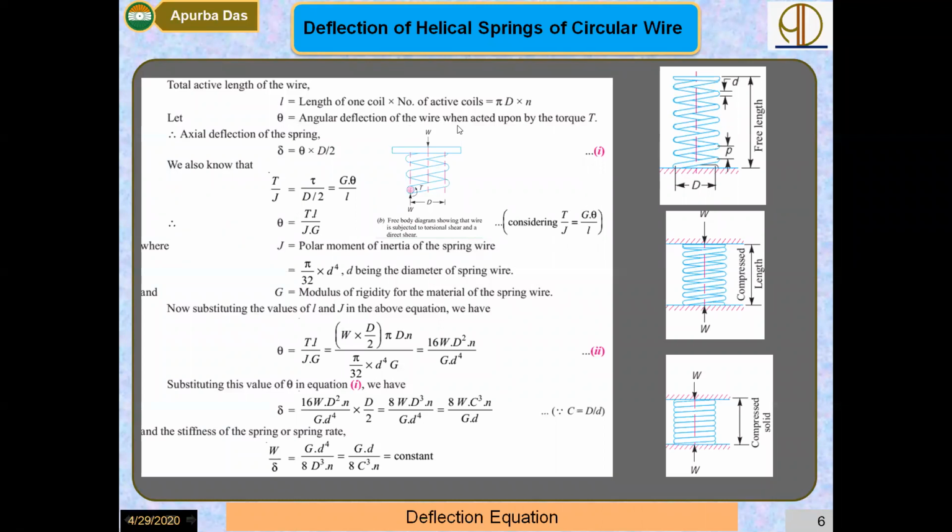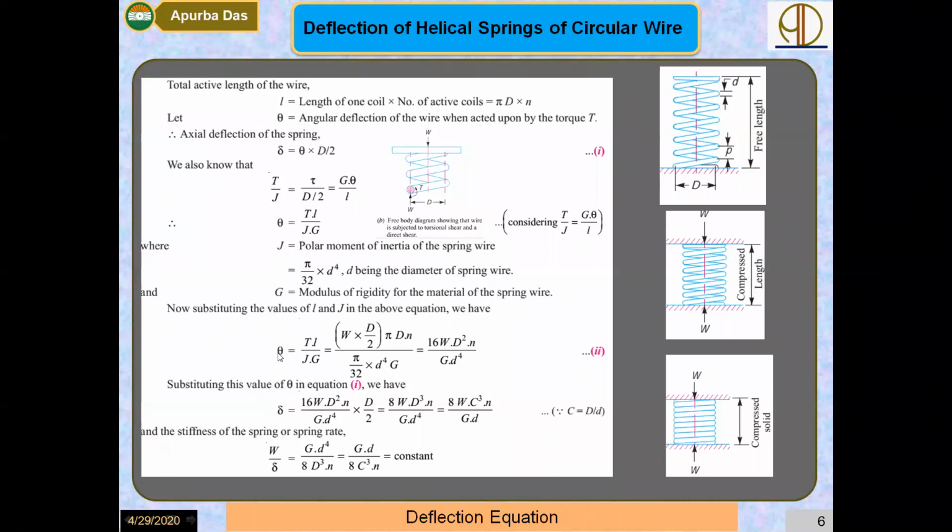Theta is the angular deflection of the wire when it is acted upon by torque T. The axial deflection of the spring we can determine as delta is equal to theta into D by 2. And we know from the torsional equation T by J is equal to tau by R, R is d by 2, and this is equal to G phi by L. From there we can determine the deflection, theta is equal to TL by GJ. J is the polar moment of inertia of the spring wire, that is pi by 32 d to the power 4. D is the spring diameter and G is the modulus of rigidity.